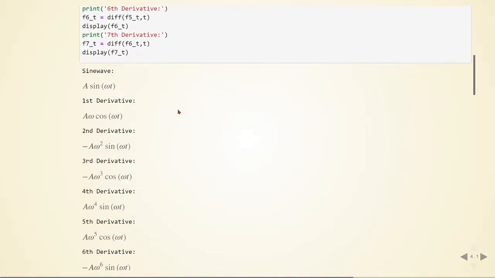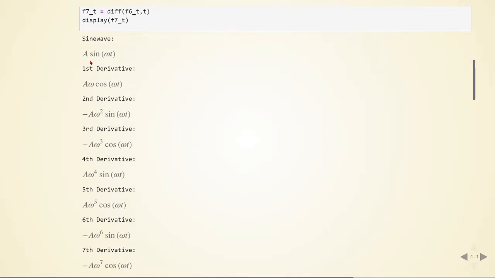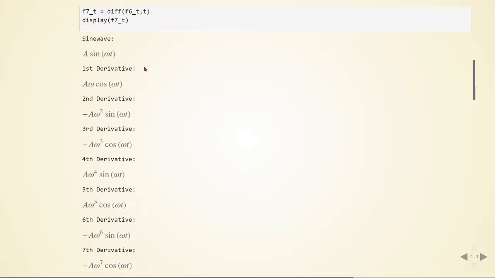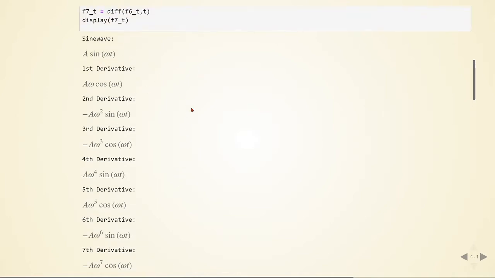So when we pay attention, we will see this pattern. We have 1, then omega, omega squared, omega to the power of 3, 4, 5, 6, 7, and it will keep going. Then we have our sign changes. So we have the first derivative, then we have a sign change for the second derivative. Then we continue this, but then we have a sign change for the fourth and fifth, and a sign change for the sixth and the seventh. And we also see that we have sine, cosine, sine, cosine, sine, cosine, sine, cosine.